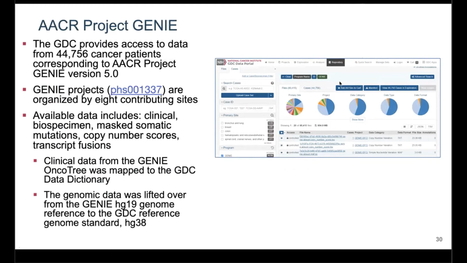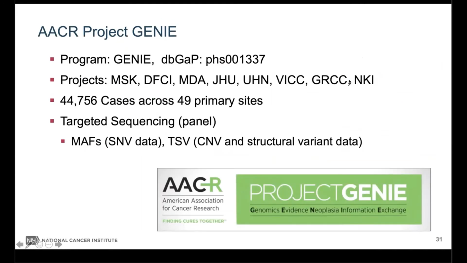The clinical data from Genie was mapped to the GDC data dictionary, and the genomic data that Genie provided was mapped from the HG19 genome to the GDC Reference Genome HG38. You may have heard the GDC uses that reference genome specifically. And just some specific background about that in the GDC. Here are all the projects.